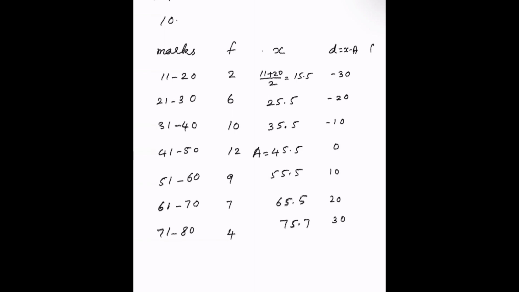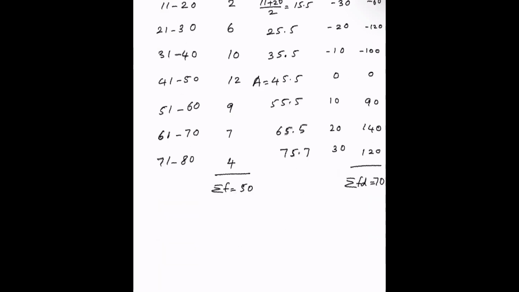Next is calculate f into d. So 3 into 2 is 60. Negative 60. Negative 120. Negative 100. 0. 90. 140. 120. Okay, now calculate sigma f. Here, calculate sigma fd. I'm getting 70. Sigma f is 50. I'm getting like this. Please check.